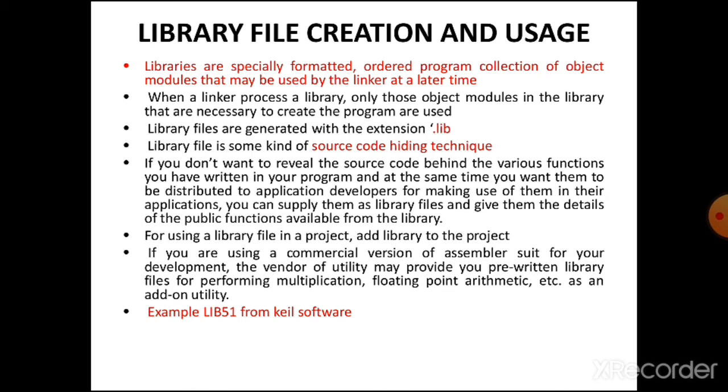The next step is library file creation and usage. We know that libraries are specially formatted, ordered program collections of object modules that may be used by the linker at a later time. When a linker processes a library, only those object modules in the library that are necessary to create the program are required. Library files are generated with the extension .lib. Mainly, library files are used for source code hiding techniques.